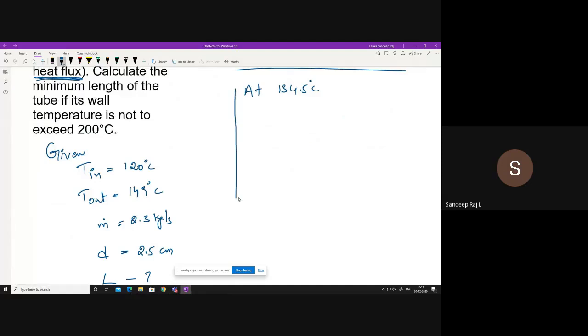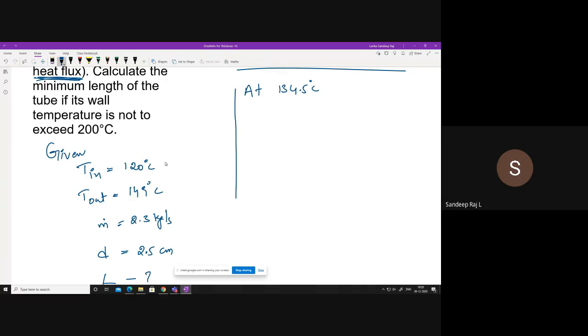So how will you find out the L value here? You'll be finding the L value only if you can find out the h value. The h is the heat transfer coefficient. So first thing to find out here is the heat transfer coefficient. How do you find it? You will be finding it using the Nusselt number correlation that you get from the data book. Before you go to the correlation, you have to check whether the given flow is laminar or turbulent.